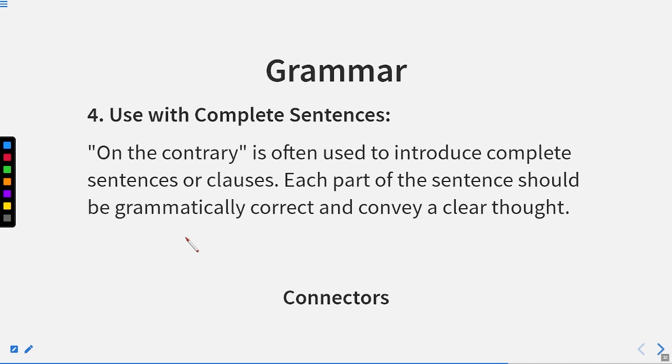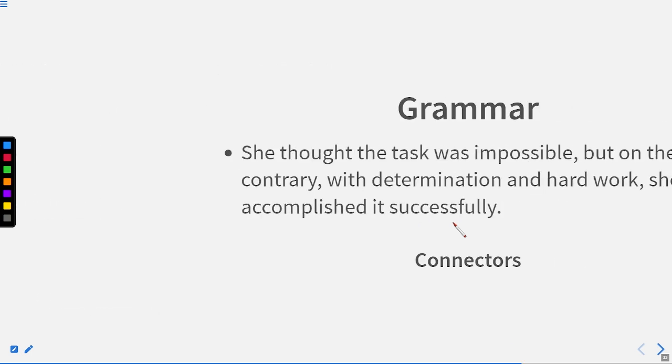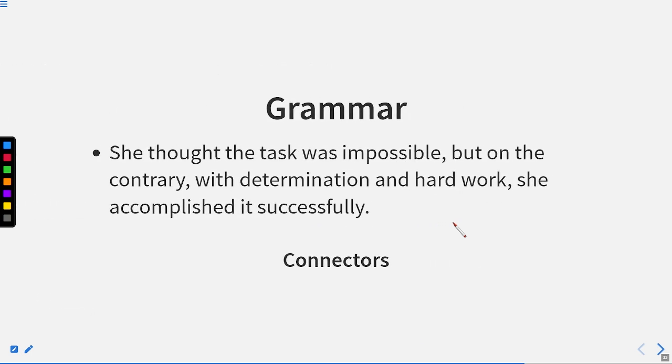Use with complete sentences. On the contrary is often used to introduce complete sentences or clauses. Each part of the sentence should be grammatically correct and convey a clear thought. She thought the task was impossible. So this is something which someone has thought. But on the contrary, now this is creating the contradiction.